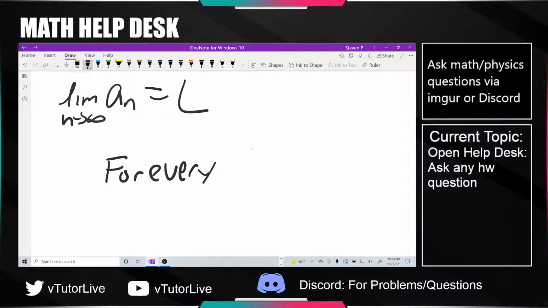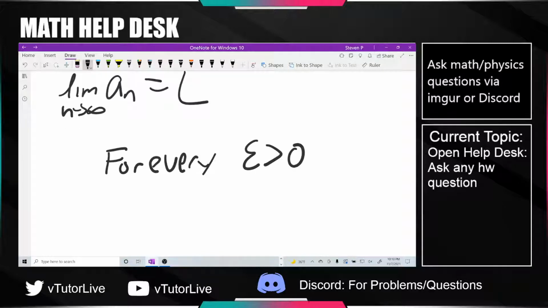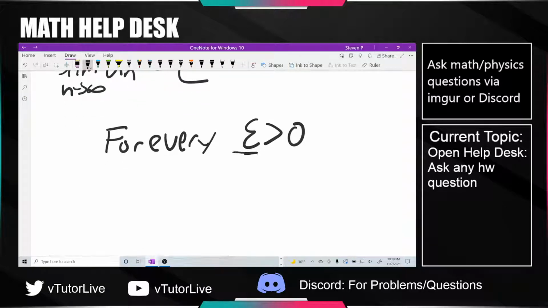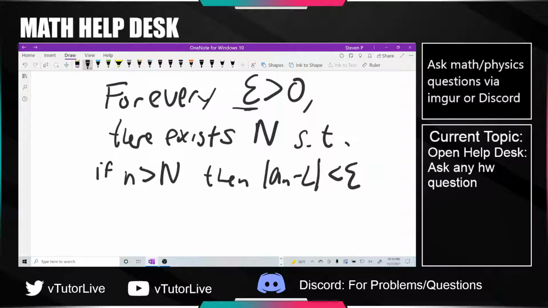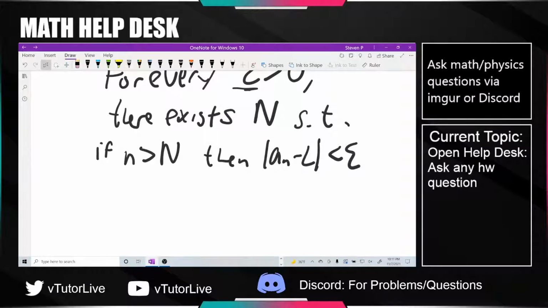But it's saying for every epsilon greater than 0, and a lot of the time epsilon is chosen to be a small number or an arbitrarily small number, there exists a big N such that every little n greater than big N obeys this property where |a_n minus L| is less than epsilon. What the heck does this mean? This is the definition of convergence.